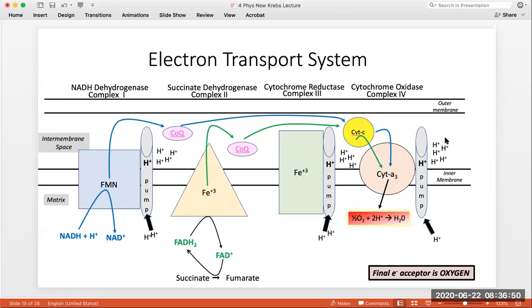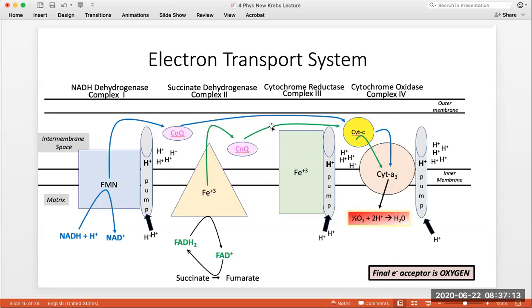Now that concentration gradient of protons is going to be used to make ATP. So we haven't talked about ATP production yet. We've just been talking about the electron transfer that is going to create this concentration gradient of protons. That concentration gradient is then used to make ATP.